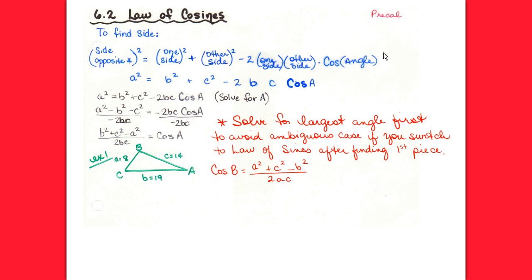Okay? So again, the way to avoid that is solve for your largest angle first, and that way if you decide to switch back to law of sines, you will avoid that ambiguous case and not have to worry about it. So if I'm trying to find angle B, I'm going to plug in what I know. Little a is 8, so 8 squared is 64. Little c is 14, so 14 squared is 196, and little b is 19, so 19 squared is 361.